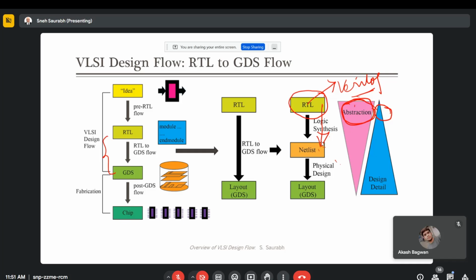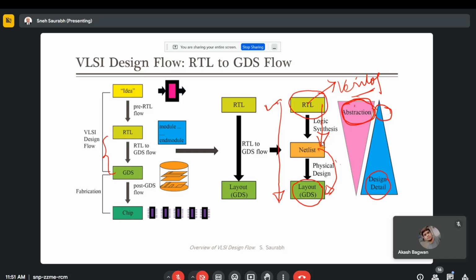For example, in the netlist, we have the information that which logic gates are used in our circuit, right? And from netlist, when we go to physical design, then we have where the transistors are on the layout, how they are connected, how they are placed. Those information is there in the layout, right? So as we go from RTL to GDS or from RTL to layout, details go on increasing and the abstraction goes on decreasing. At the top level, we have a high level of abstraction, meaning that there is less information in our design.